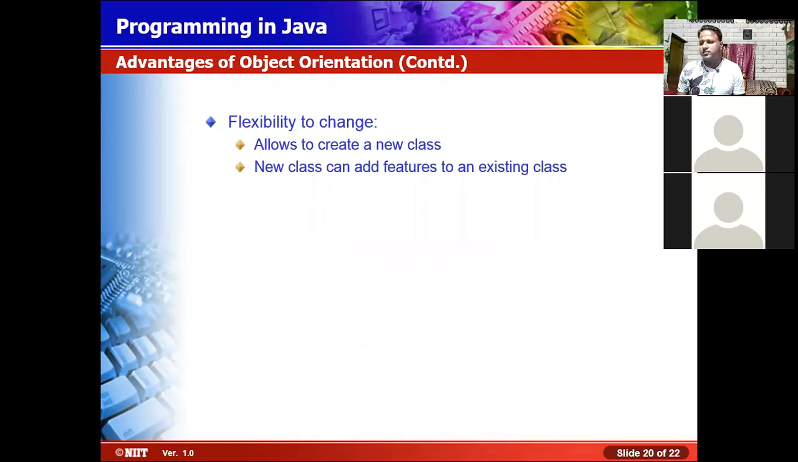Flexibility to change. It allows you to create a new class, and the new class can add the feature of an existing class. It means you are adding the new feature to the existing class and creating a new one. So by adding the new feature, you can convert the Windows 7 operating system to Windows 8. You can say it is called flexibility to change. It means we add the feature and we move to the next part. The new class can add the feature on the existing class. It is another type of advantage.